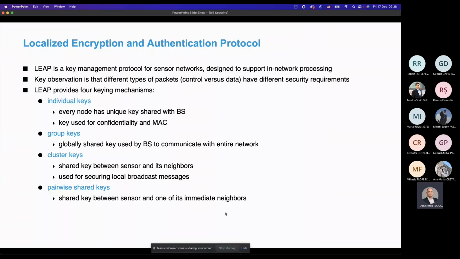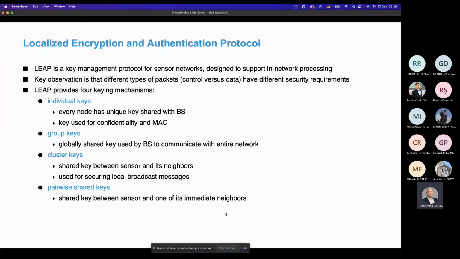So this key is used for confidential communication or for computing message authentication codes if a node wants the base station to verify its sensed readings. A group key is a globally shared key that is used by the base station for transmission of such encrypted messages to the entire sensor network. Common examples of such messages include queries, for example, interests, and so on.